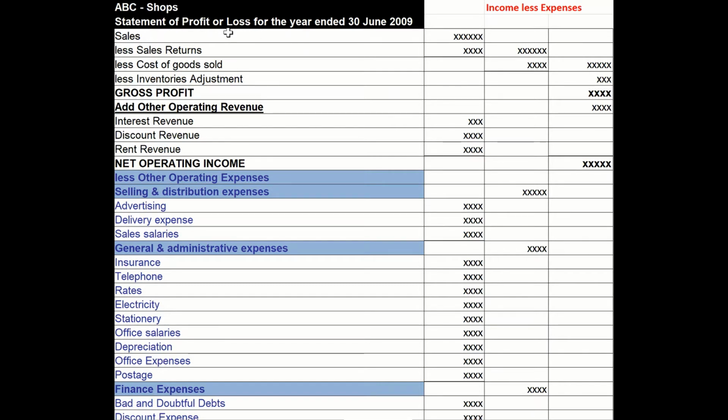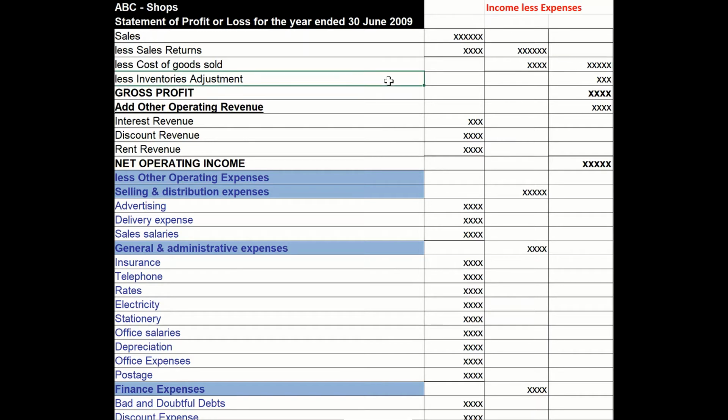We start off with sales. You can see I use three columns here, and I put the sales amount in the first column. The first thing I subtract is sales returns, which gives me my net sales in the second column. I then go less cost of goods sold, or some countries call it cost of sales. I subtract it, draw a line, and put my answer in the third column.